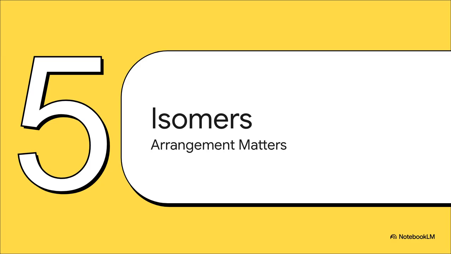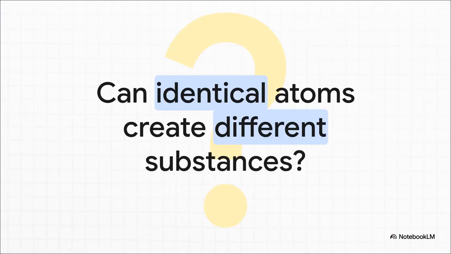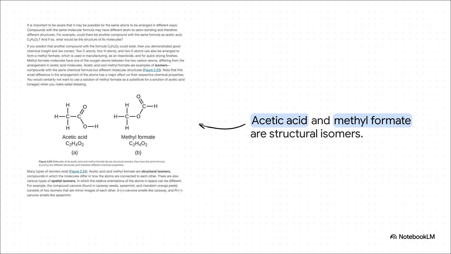Let's look at section 5, isomers. Arrangement matters, when identical ingredients make different things. Here is where chemistry starts to feel a little bit like magic. Let me pose a question to you. If you have the exact same list of atomic ingredients in the exact same quantities, do you always get the exact same substance? I mean, the intuitive answer is yes, right? But the chemical answer is absolutely no. And this brilliantly illustrates why.